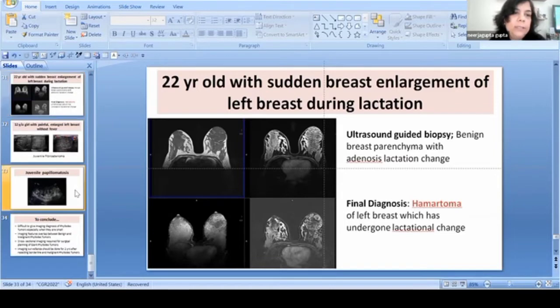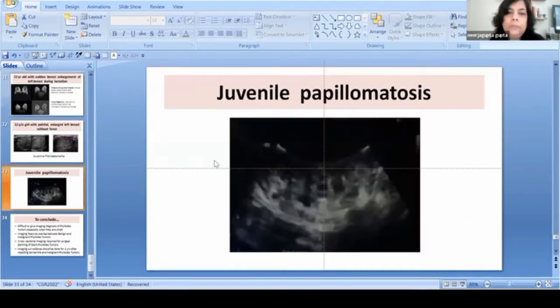This is another case in a 14-year-old of breast enlargement. This is an old case. So the enlargement was such that we had to use a curvilinear probe to show the involved area. And you can see a lot of cystic areas and a heterogeneous appearance. And we made a diagnosis of phyllodes tumor again in this patient. But on biopsy, it turned out to be a juvenile papillomatosis.